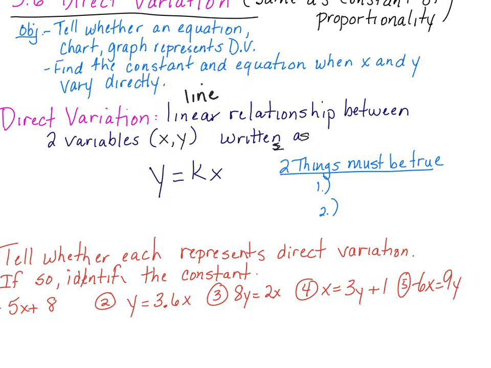Okay, two things must be true. What were those two things that had to be true if it was a constant of proportionality problem, which is also known as direct variation? What are the two things? Give me one of them, Sam. It can't be a straight line... It has to go through the origin. And it has to be a straight line.